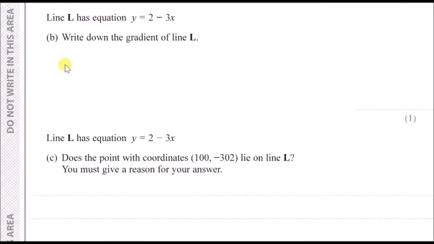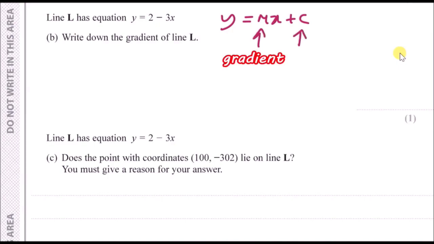Okay, now moving on to parts B and C. It tells us that we have a line L that has equation y equals 2 minus 3x. So this is a straight line equation. Guys, when you have straight line equations, always think of this: y equals mx plus c, where m is your gradient and c is the y-intercept. So in this question, they want us to work out the gradient of the line L.